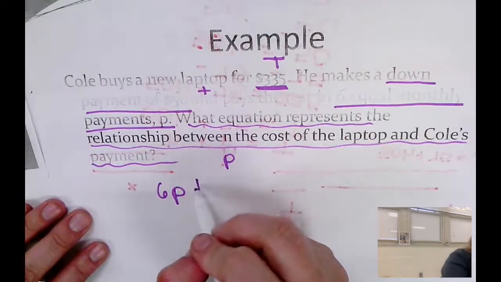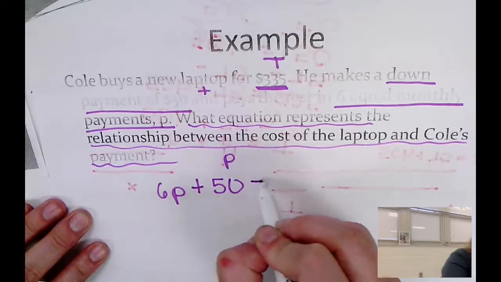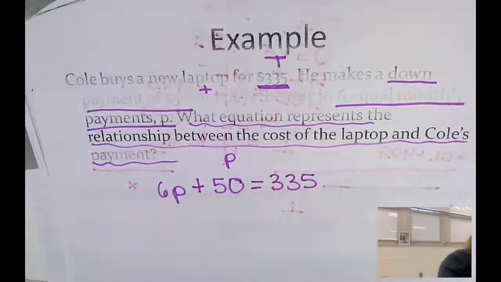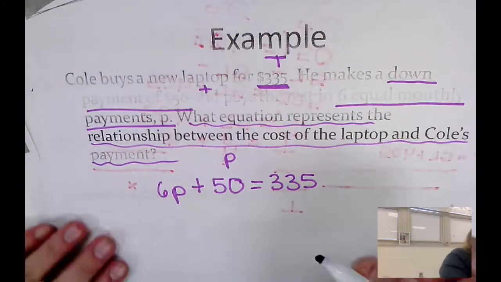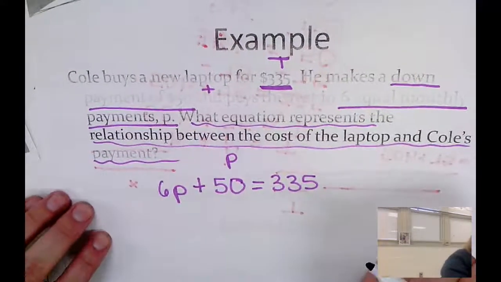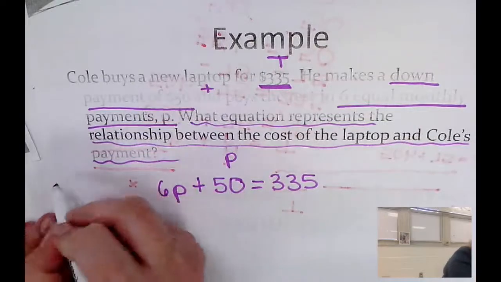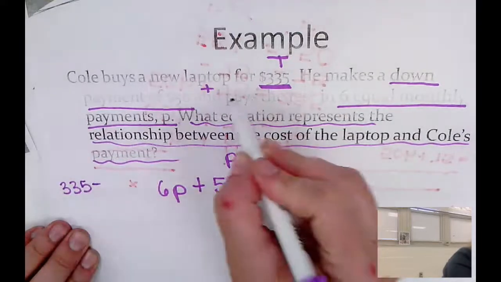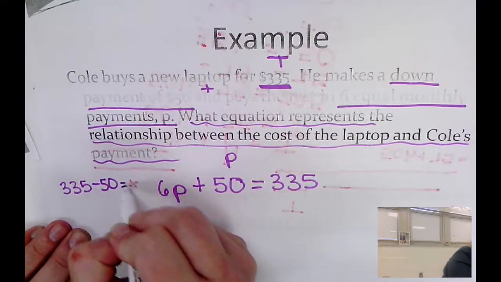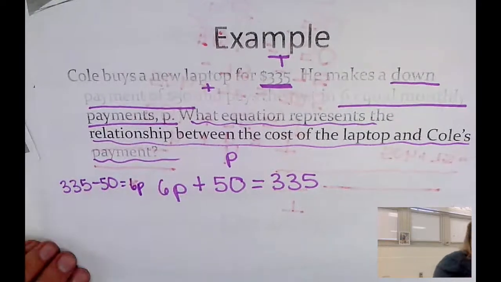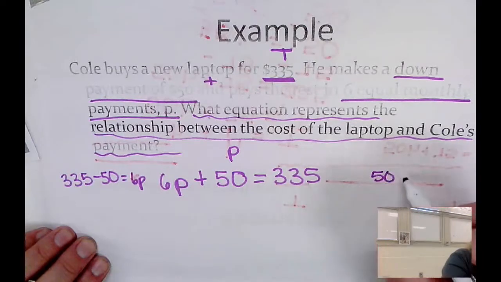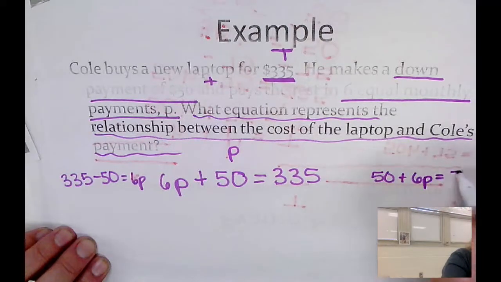Again, we could easily write this in multiple ways. For example, we could start off with the total as $335. I could subtract my down payment, $50, and that could equal my 6P. I could write this as 50 plus 6P equals 335 using our associative and commutative property, changing the order. But no matter what, all of these will equal the same thing.